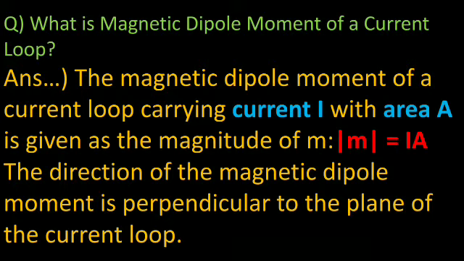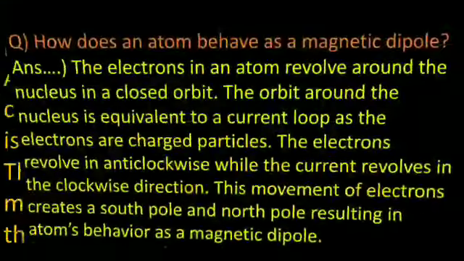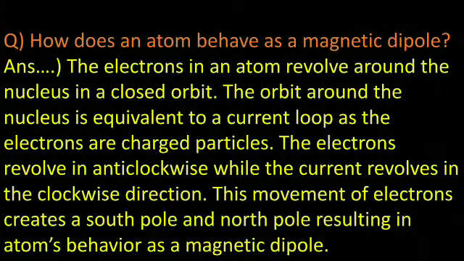Now see, the basic formula of magnetic dipole moment of a coil is mu is equal to NIA, where capital N is the number of turns of the coil. Here we have a loop, so that will be IA only. So this is what a magnetic dipole moment of a current loop is.